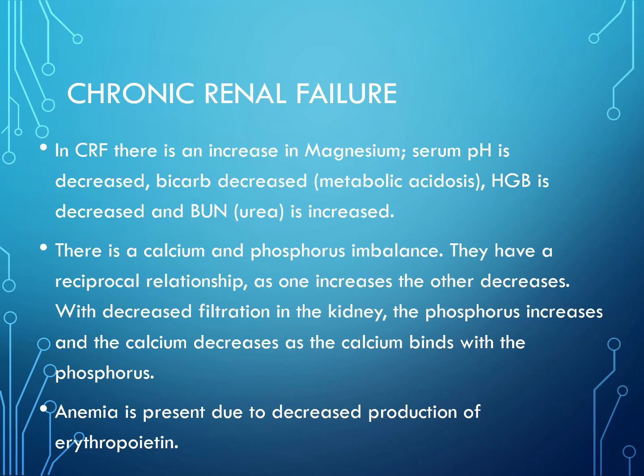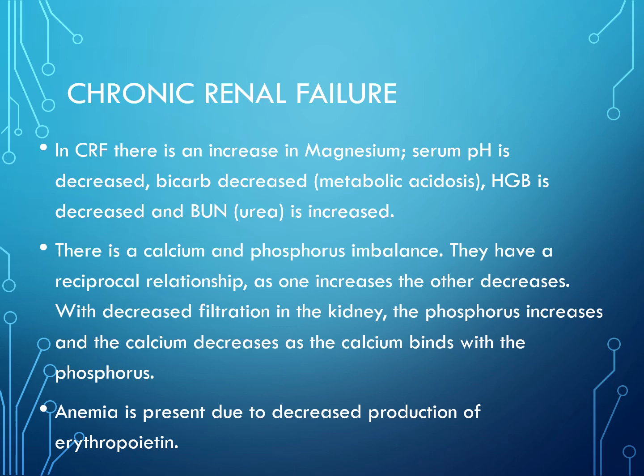So we also see an increase in the electrolytes, of course, as well as fluid. We're going to see an increase in magnesium. Serum pH is decreased because, of course, your acid is increasing. Your bicarb is decreased because of metabolic acidosis. And again, like I just talked about with the erythropoietin, hemoglobin is also decreased, and BUN or urea is increased.